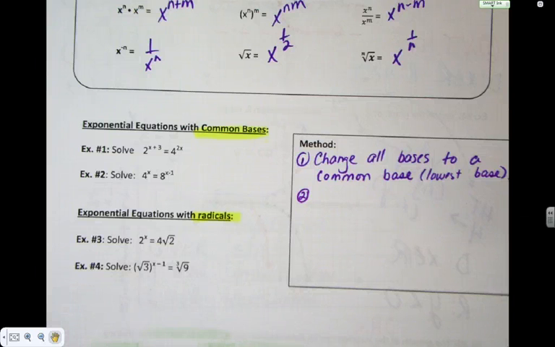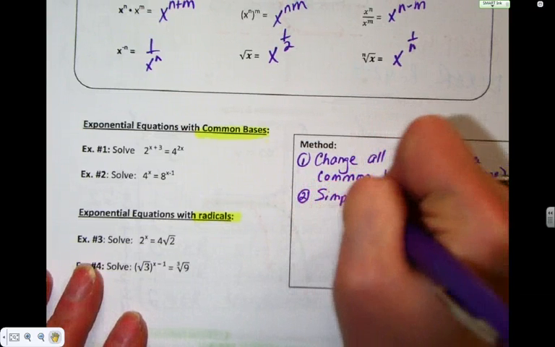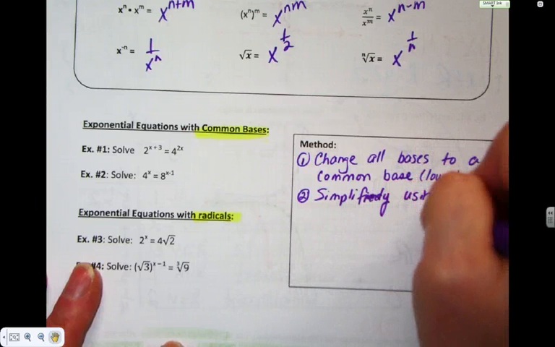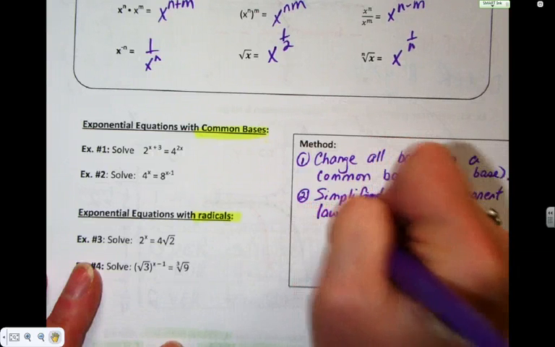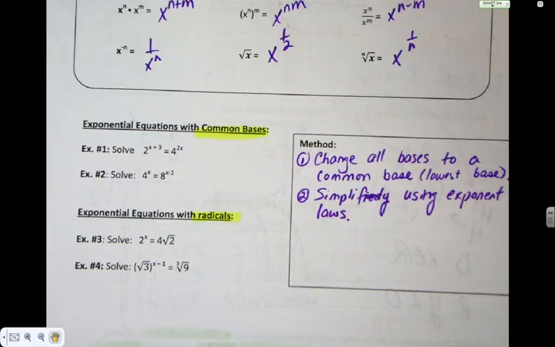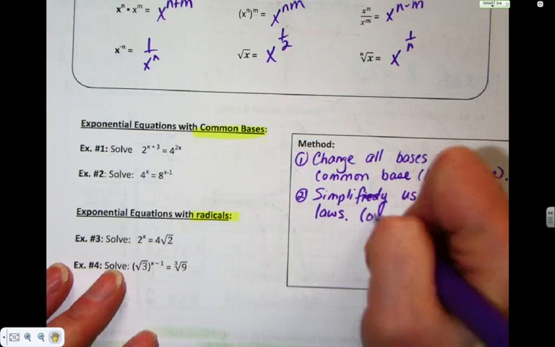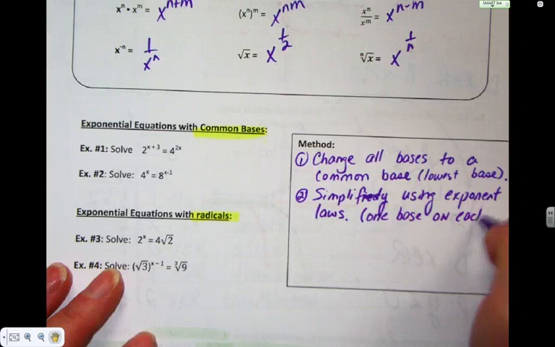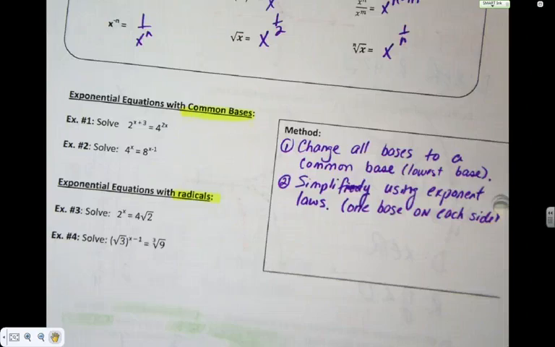Okay, what did we do after we took out that 4 and put in 2 squared? Yep, so we simplified using exponent laws. You guys are getting better at this. Simplify using exponent laws. I'm just going to make a note. What that means is you're down to one base on each side. If you've got a couple bases hanging around, what that means is you're just not done simplifying.